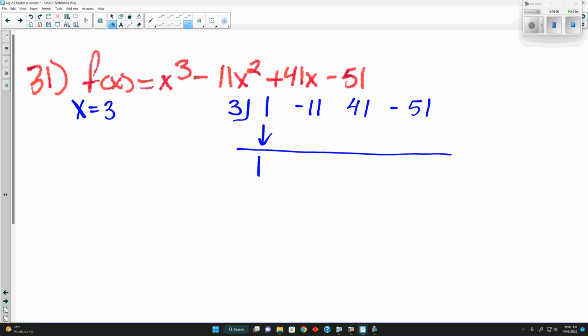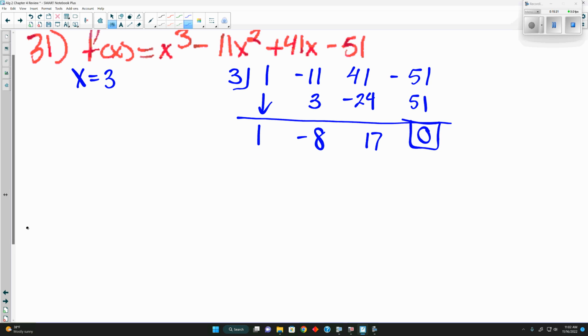3 times 1 is 3. Negative 11 plus 3 is negative 8. 3 times negative 8 is negative 24. 41 plus negative 24 is 17. And 3 times 17 is 51. And negative 51 plus 51 is 0.